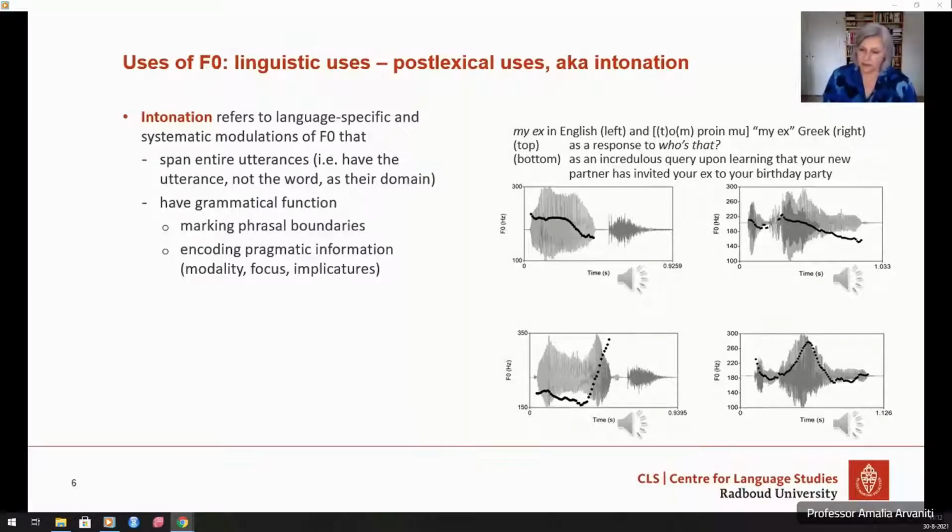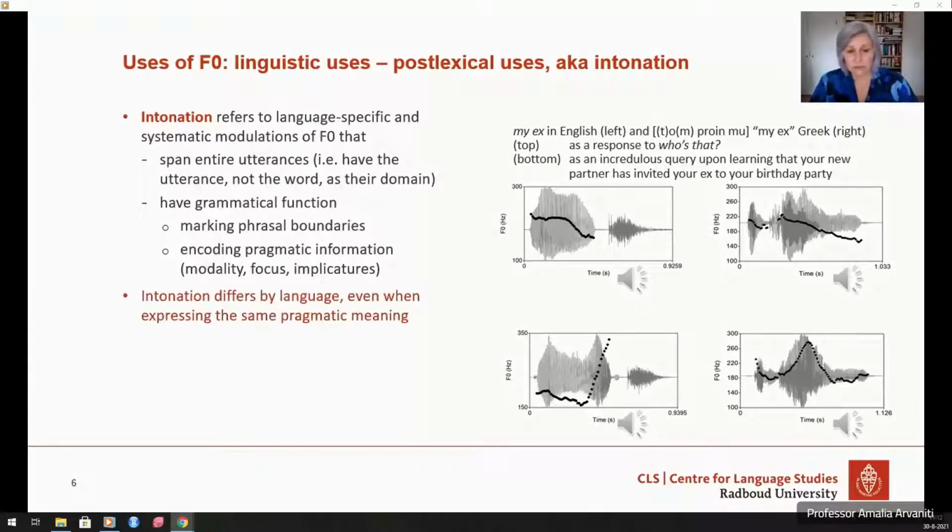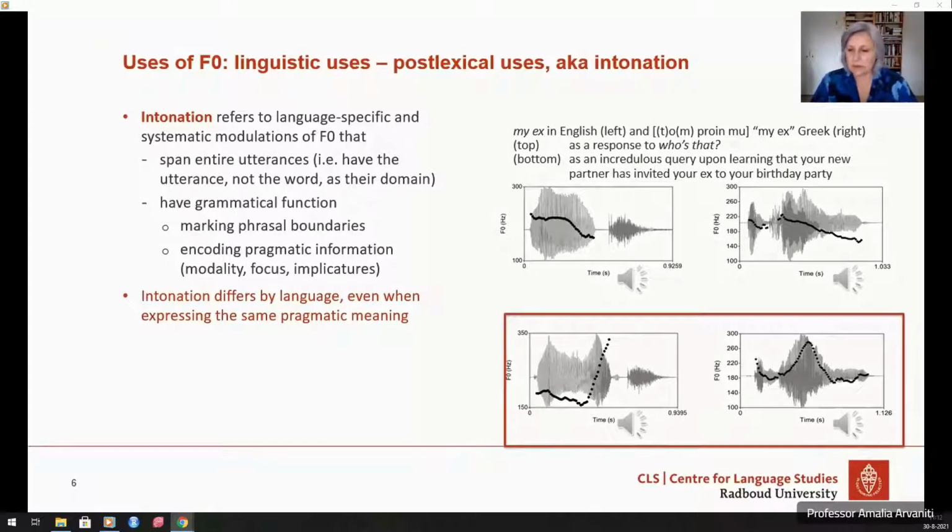What changes is the pragmatics, what you intend to convey by using this phrase. Two more lessons that we can learn from this is that intonation differs by language, even when we're expressing the same pragmatic meaning. So let's get over the myth that all questions end in rises. If you look at the questions in Greek, you can see that while the English one ends in rise, the Greek one ends in a very decided fall.